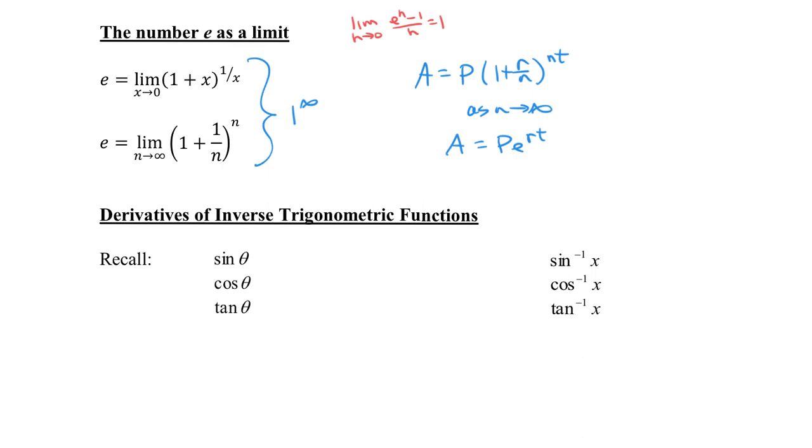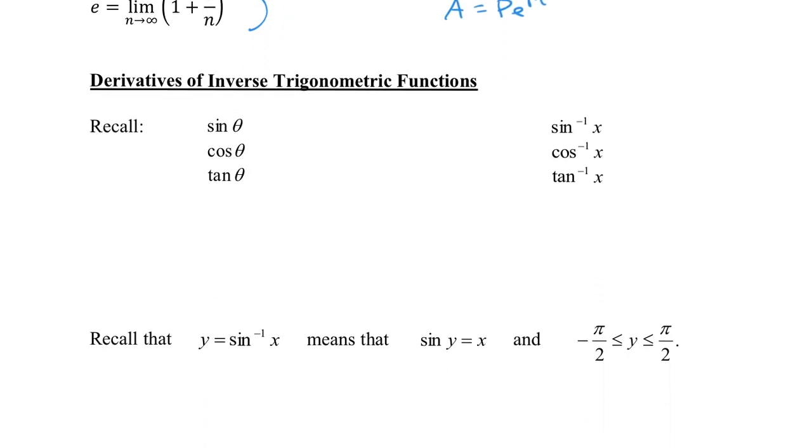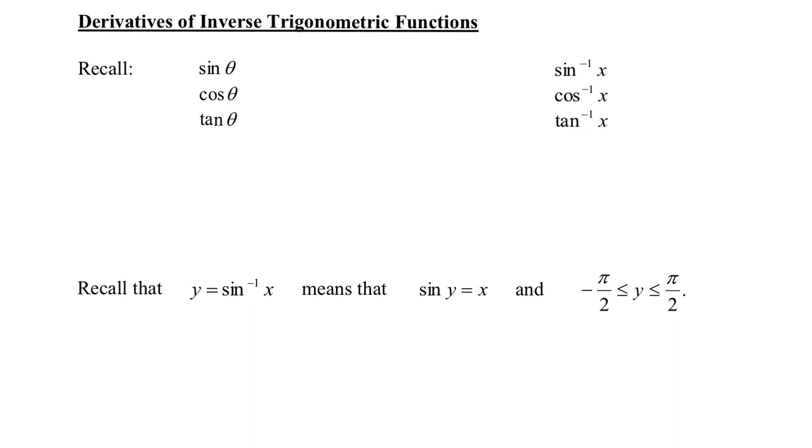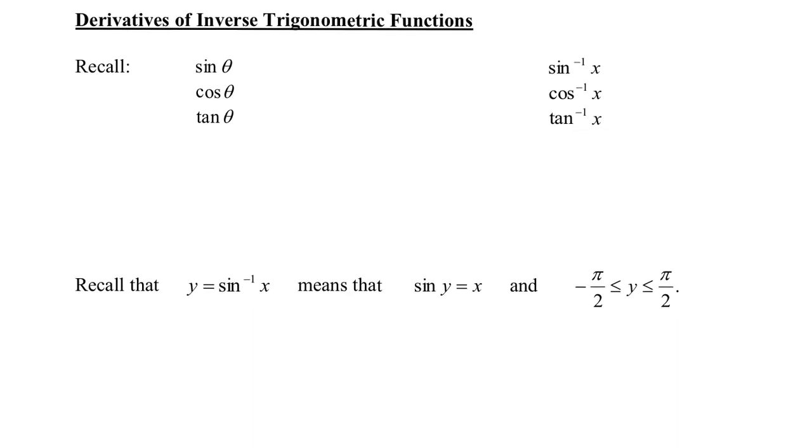But what we look at today are derivatives of the inverse trig functions. So first, let's brush up a little bit on the difference between trig and inverse trig. If you remember, when we have trig functions like sine, cosine, and tangent, the input is going to be an angle, and the output will be a ratio of sides, like in trig or pre-calculus SOHCAHTOA.